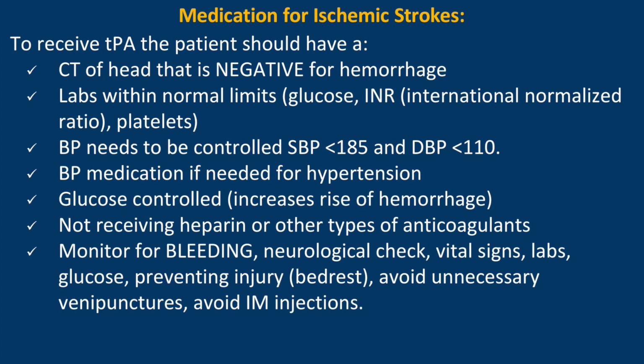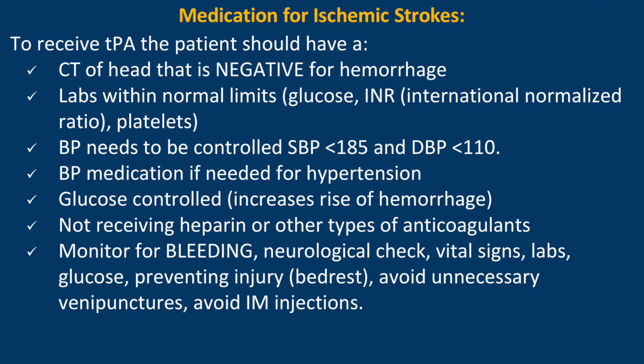To receive TPA, the patient should have a CT scan of the head that is negative for hemorrhage, and labs within normal limits: glucose, INR, that is international normalized ratio, platelets, all these things to be in normal limits. BP needs to be controlled. Systolic blood pressure should be less than 185 and diastolic BP less than 110. BP medication should be given if needed for hypertension.